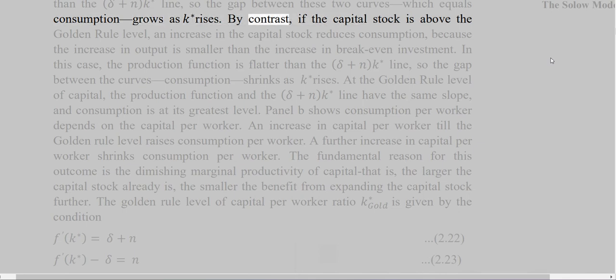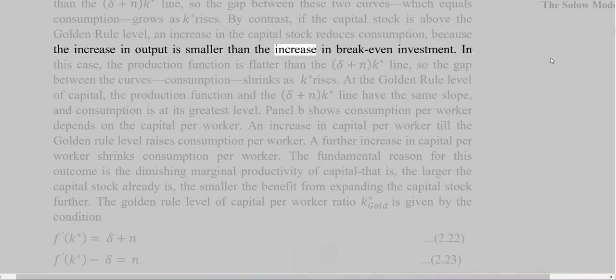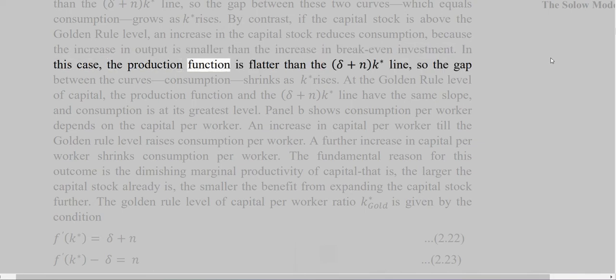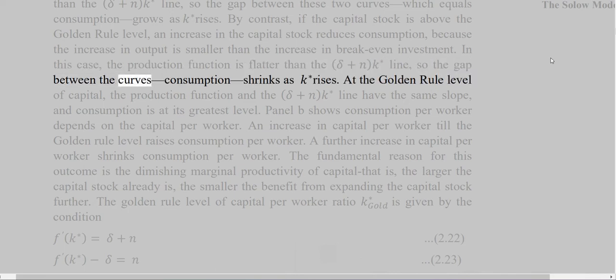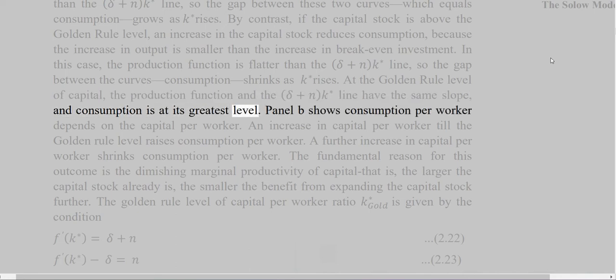By contrast, if the capital stock is above the golden rule level, an increase in the capital stock reduces consumption, because the increase in output is smaller than the increase in break-even investment. In this case, the production function is flatter than the (δ + n)k line, so the gap between the curves, consumption, shrinks as k* rises. At the golden rule level of capital, the production function and the (δ + n)k line have the same slope, and consumption is at its greatest level.